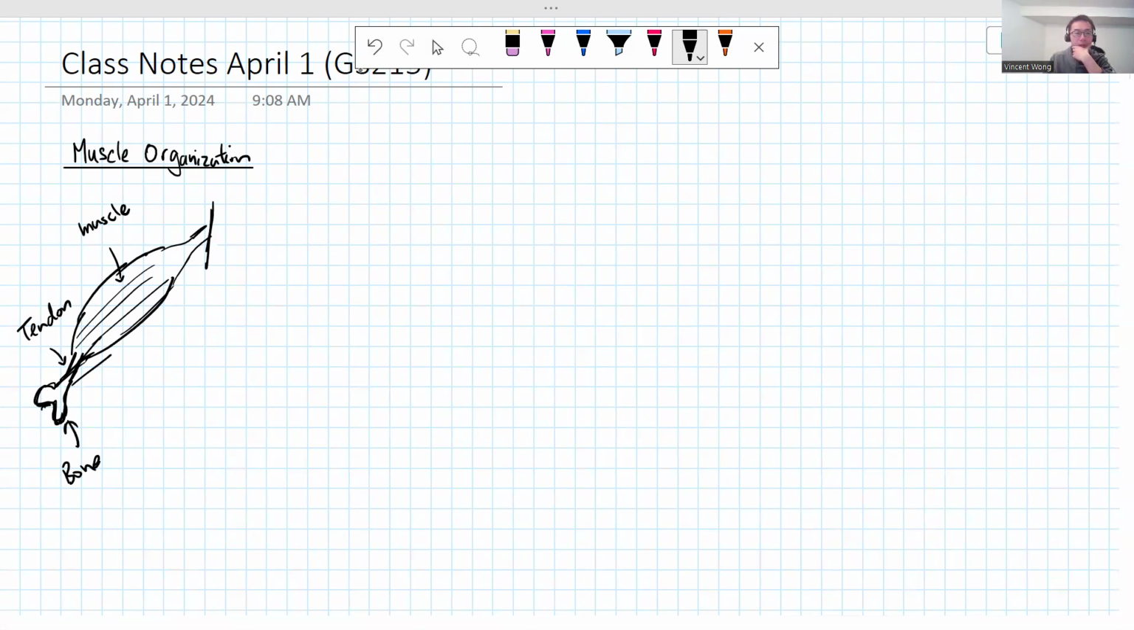Right, this would be like another bone, right? Another bone. And then maybe it forms a joint or something. You don't have to draw the bone. I'm just showing you. So the tendon connects the muscle to the bone.